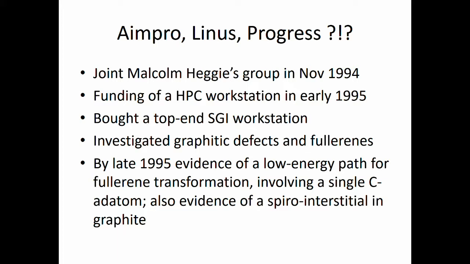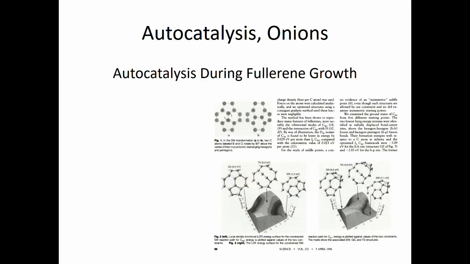But so we used the SGI workstation and the other system that we had at the time very thoroughly to investigate the graphitic defects and fullerenes, and I think that was also the time the first indications of the spiral interstitial started to emerge, and I looked at fullerenes. And so I think this was the highlight of my time of working with Malcolm.